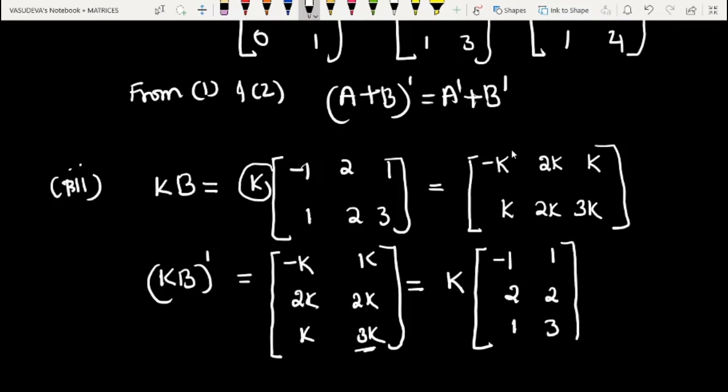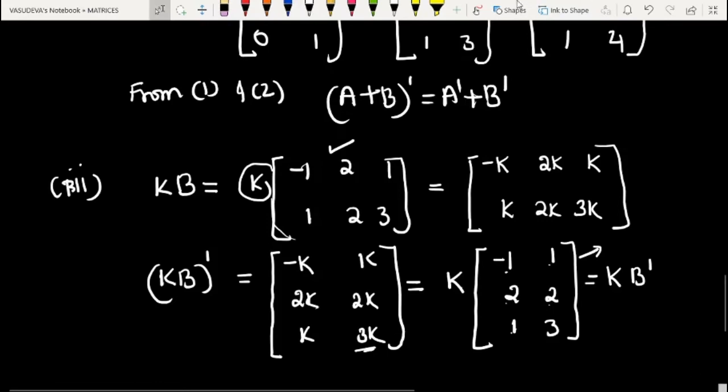So now this will be the matrix. This is the matrix, minus 1, kB whole dash, which is k into the matrix minus 1, 1, 2, 2, 1, 3. So now clearly we can write this k into, this is clearly B dash. What is B here? This is B actually. So now B dash is the transpose of this, minus 1, 2, 1 and 1, 3.